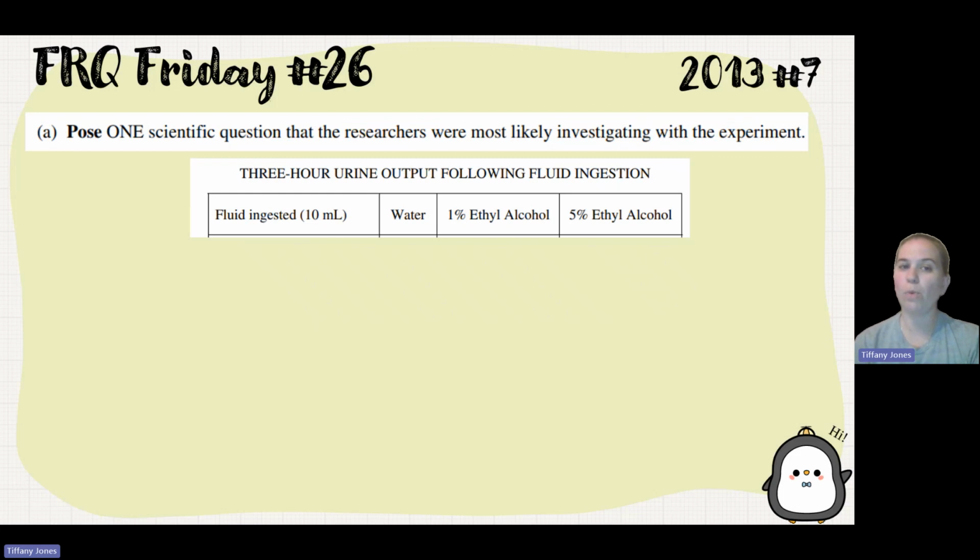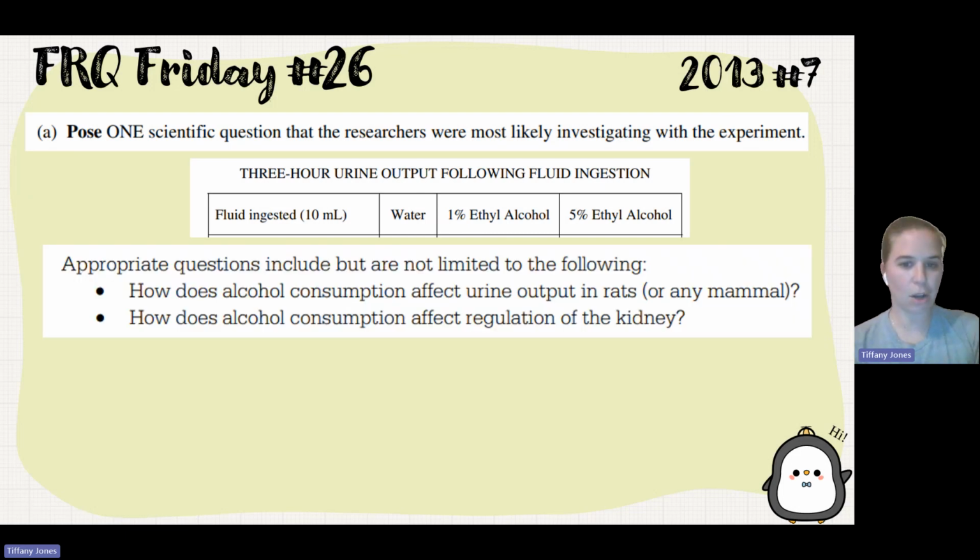Part A says to propose one scientific question that the researchers were most likely investigating with the experiment. In the experiment, they had 3 different treatments: the water, the 1%, and the 5% ethyl alcohol. So I'm seeing a difference in concentration of ethyl alcohol. To me, the question is, how does the concentration of ethyl alcohol affect the urine output? Because that's the data that they're pulling out of it. So how does alcohol consumption affect urine output in rats or any mammal? Or how does alcohol consumption affect the regulation of the kidney? These are different things that you could have put.